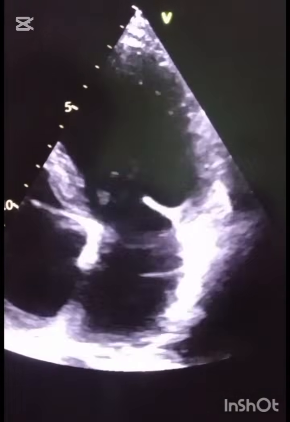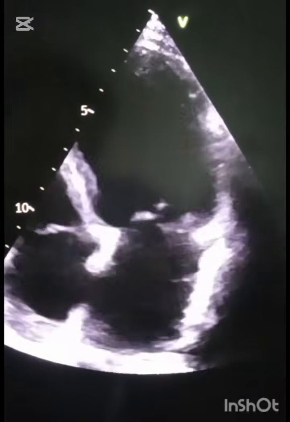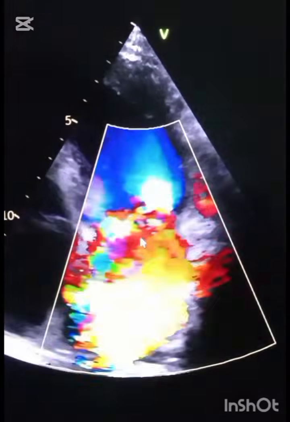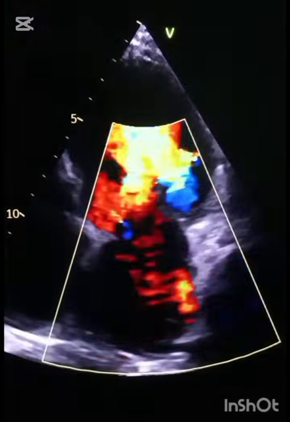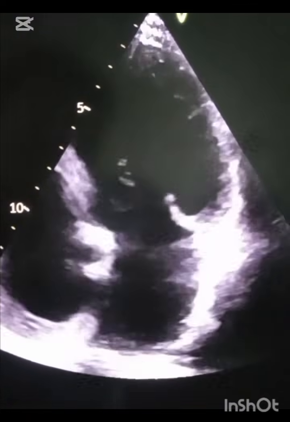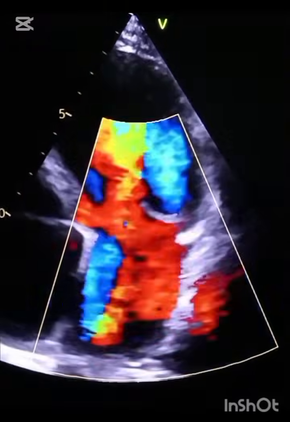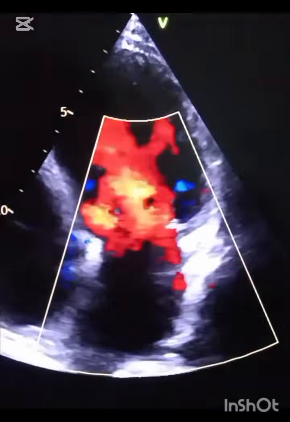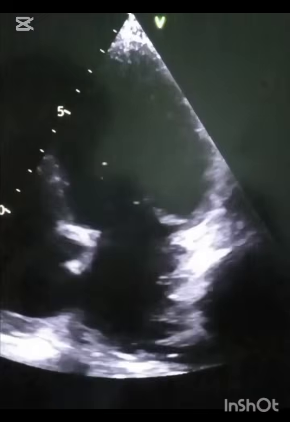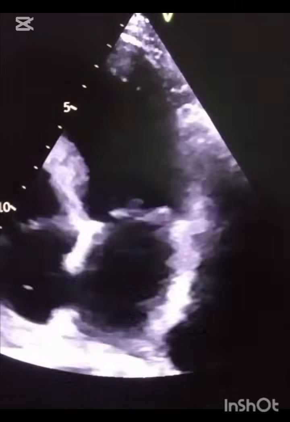The best view for mitral valve prolapse and mitral regurgitation is the parasternal long axis view, and the color Doppler jet of mitral valve prolapse is usually eccentric, either anteriorly or posteriorly.